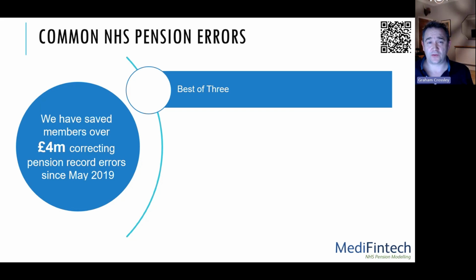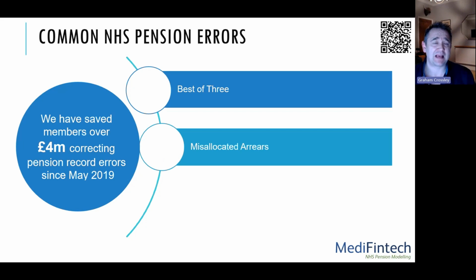So one of which is the best of three. So remember when we were talking about 95 section benefits and how you calculate pensionable pay being the best of the last 3 years? Well, up until June 2020, NHS pensions only used last year's pay. So if your pay went down and then up again, well, you could be paying tax on the same pension growth.